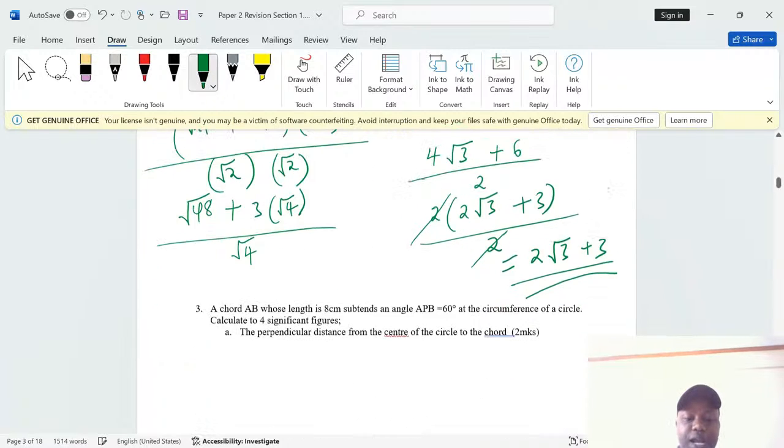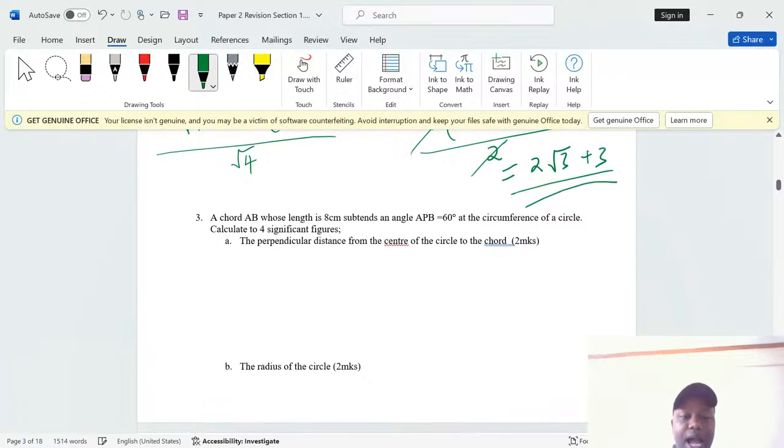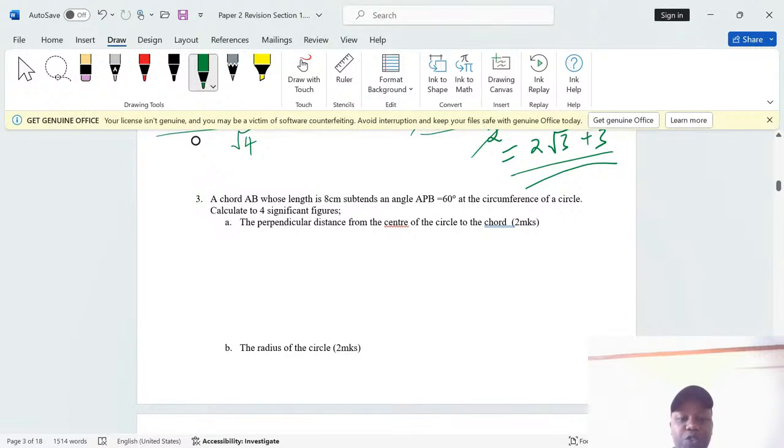And now we are going to number 3, whereby we are talking about a chord AB whose length is 8 centimeters, subtends an angle APB 60 degrees at the circumference of the circle. Calculate to 4 significant figures the perpendicular distance from the center of the circle to the chord. These are chords and tangents, and again, we'll be talking about a form 3 topic. So it's still form 3. So form 3s, make sure you are following, make sure you take the form 3 syllabus very seriously.